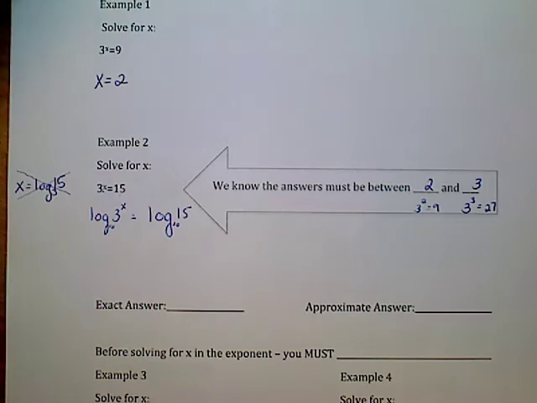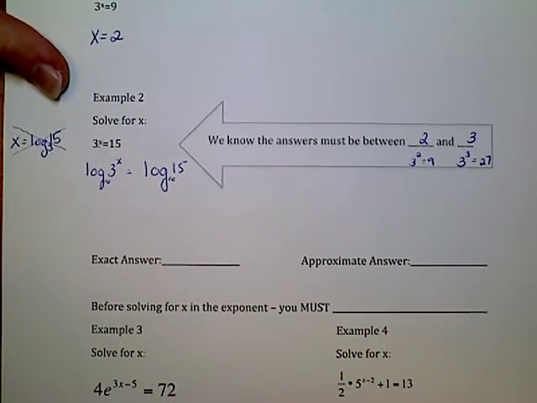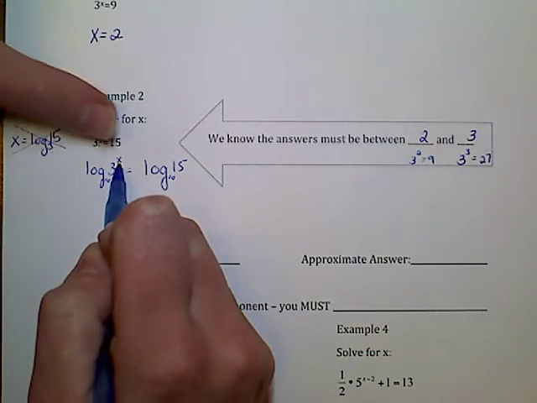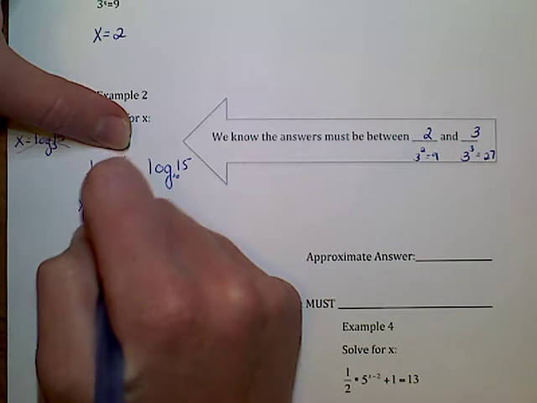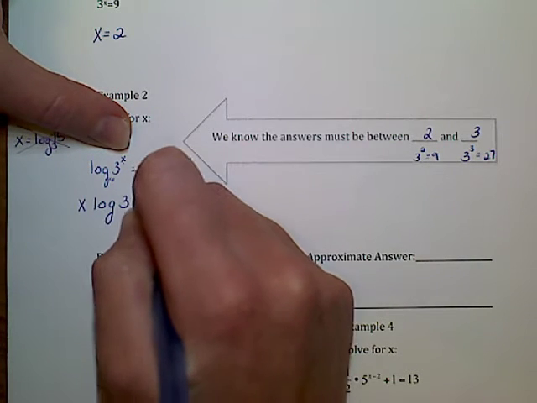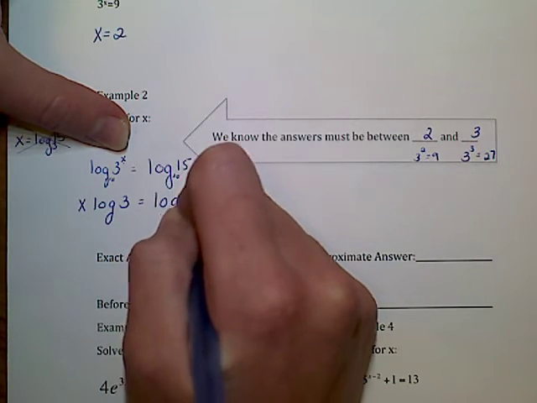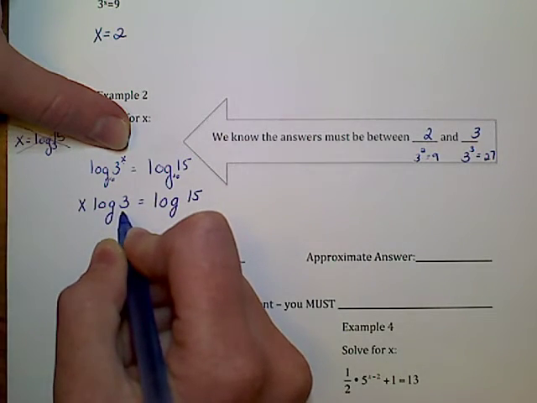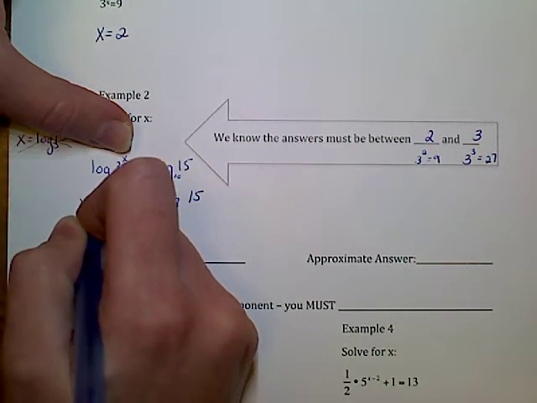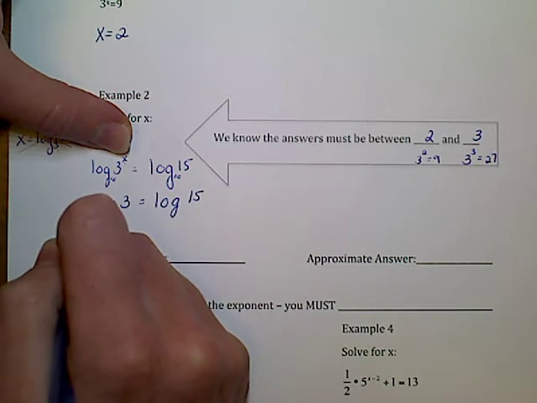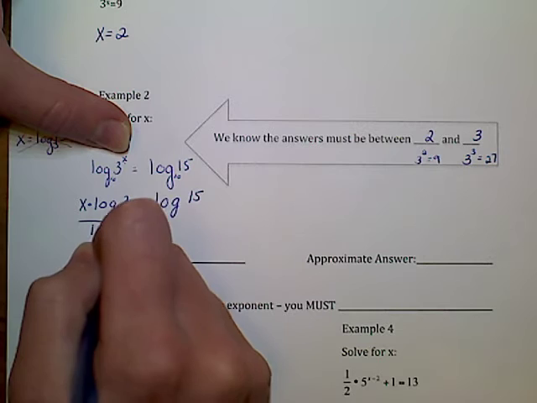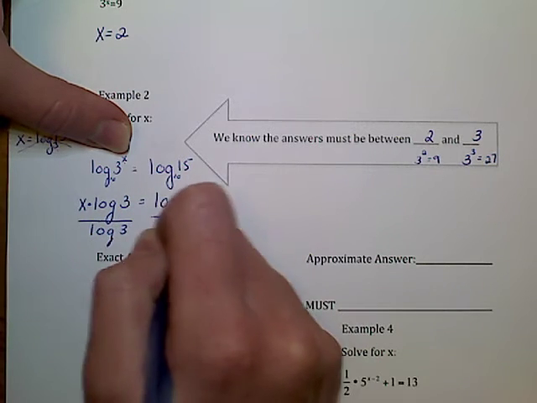Now this also requires a little knowledge of your log properties. We would want to take this x, it's the exponent on 3, and we get to move it to the front of the log. Now log base 10 of 3 is some number, and that number is multiplying the x, and we would like to get x by itself. So we are going to divide both sides by the log of 3.